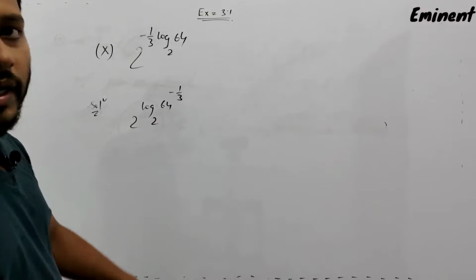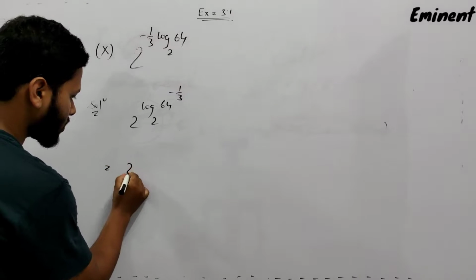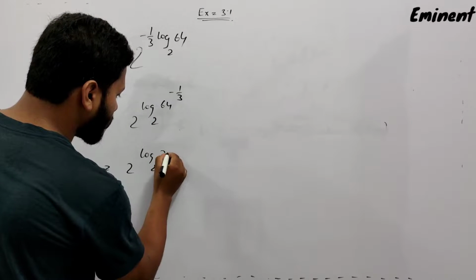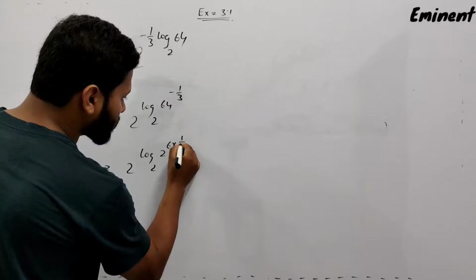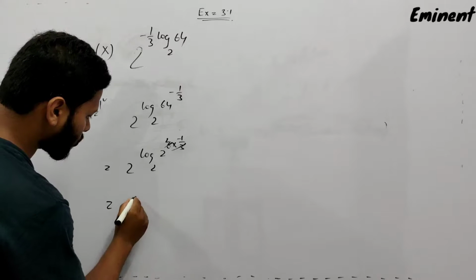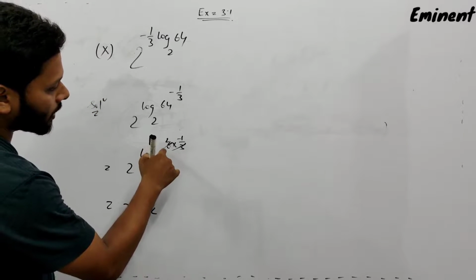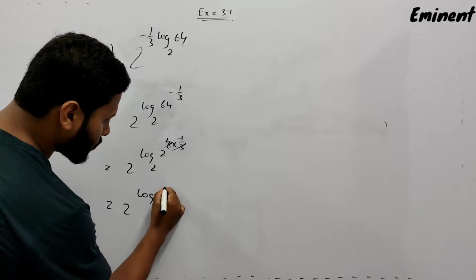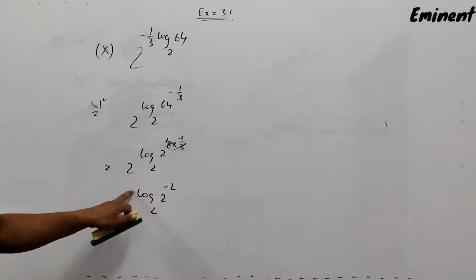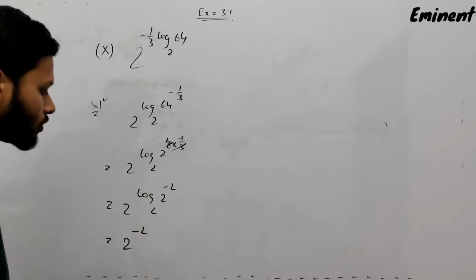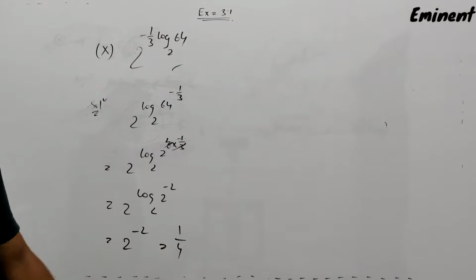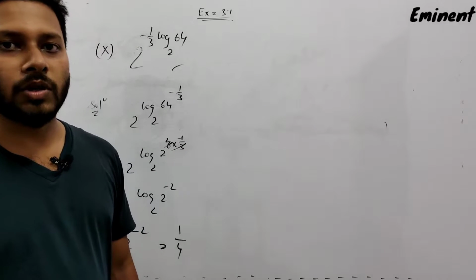Now as 64 can be written as 2 to the power 6, we can write this one like this: 2 to the power log base 2 of 2 to the power 6 into minus 1 by 3. In the next step we can cancel this one, and it can be written as 2 to the power log base 2 of 2 to the power minus 2. Now the value of log base 2 of 2 becomes 1 and this comes to the power here, so it can be written as 2 to the power minus 2, and the answer of 2 to the power minus 2 is 1 by 4. So the answer of this one is 1 by 4. Likewise you can continue this question number 1 and solve it.